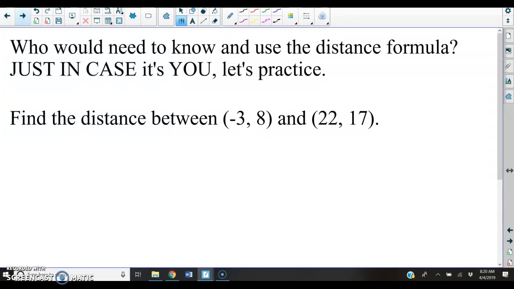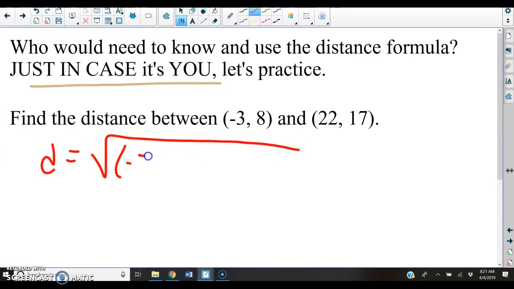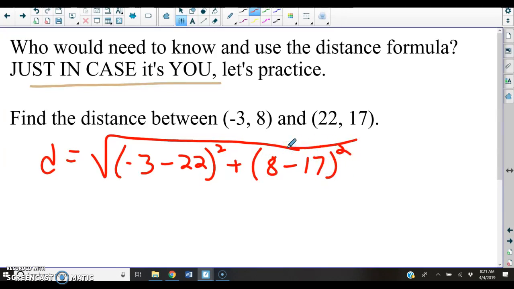Here it is. You don't know what your future holds. I hope it's going to be wonderful, but who knows if you're going to be one that needs a distance formula. Just in case it is you, let's practice. Okay? So in this case, the distance would be the difference of the x's squared, the difference of the y's squared. You add those two, and then square root the sum.